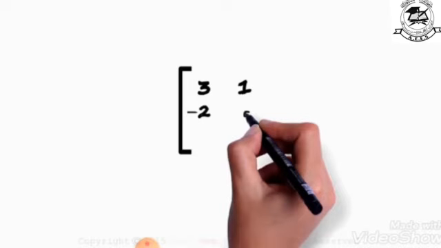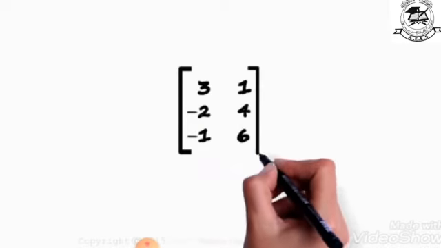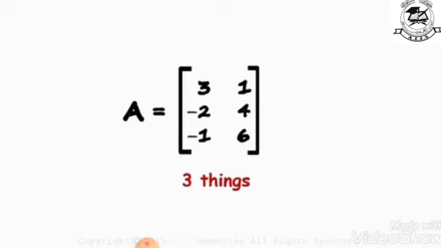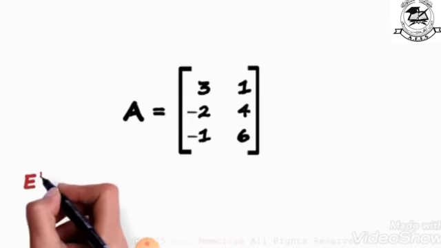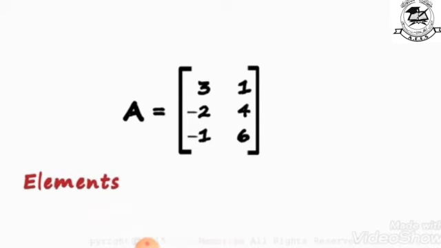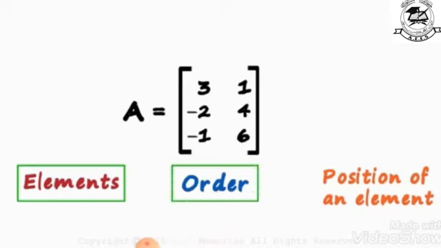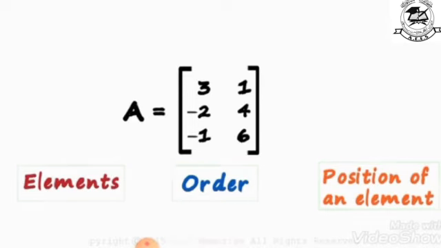Let's create a matrix with 3 rows, 2 columns. Matrices are named by capital letters. We can call this matrix A. Here we will discuss 3 things about every matrix: element, order, and position of an element.